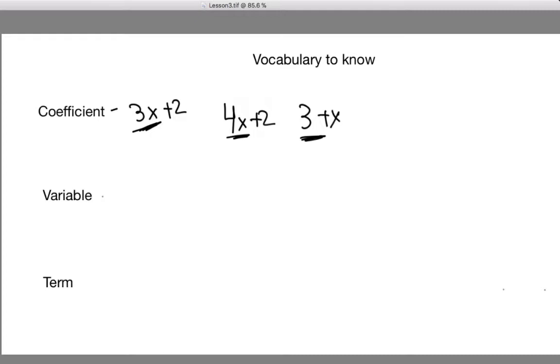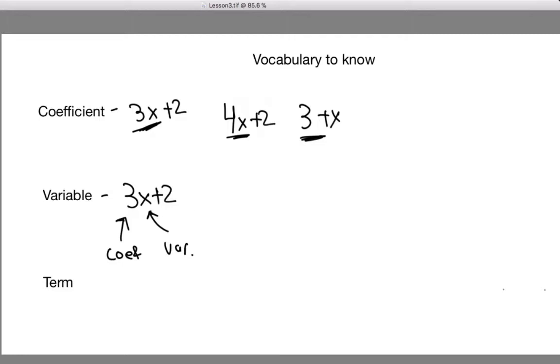Let's go into variables. So now, let's go back to our example from before. We had 3x plus 2, right? In this expression, we identified 3 to be the coefficient. I'm just going to write COEF, that's my abbreviation for it. And then for this expression, the variable, which is being multiplied by the coefficient, is also called the variable.